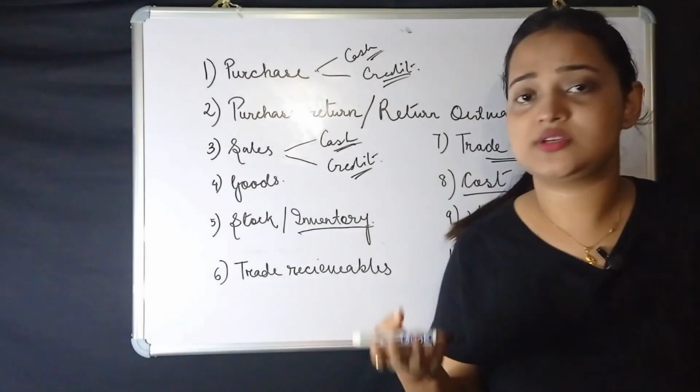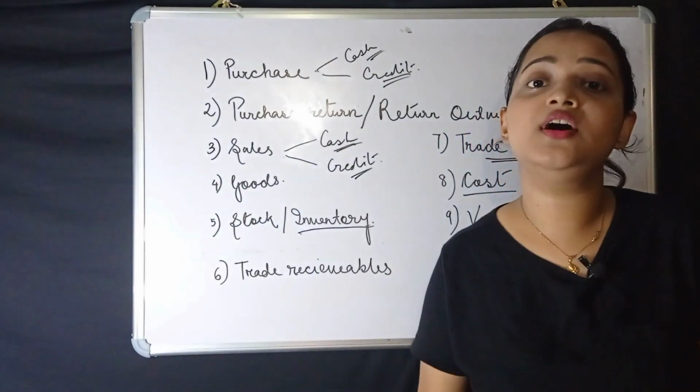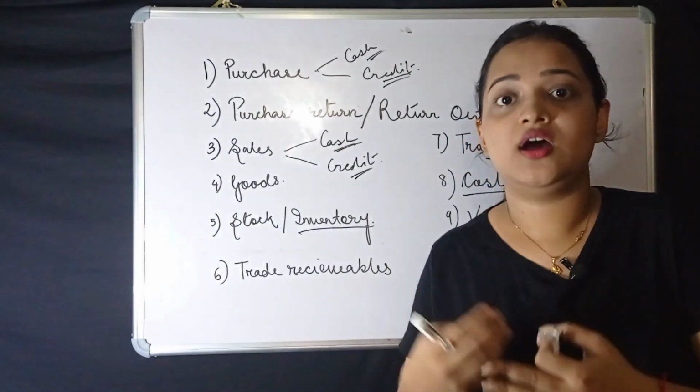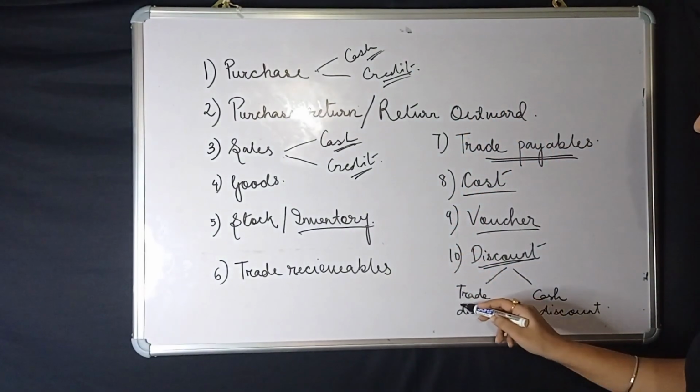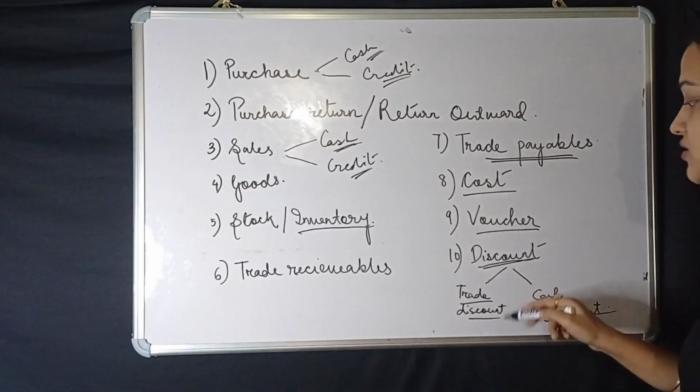And the last term is discount. तो discount तो हम सबको पता है, term का meaning क्या होता है? Discount is the reduction in the price of a good, right? It is known as discount. Discounts are of two types. One is trade discount and the other one is cash discount. All right. So what is trade discount?